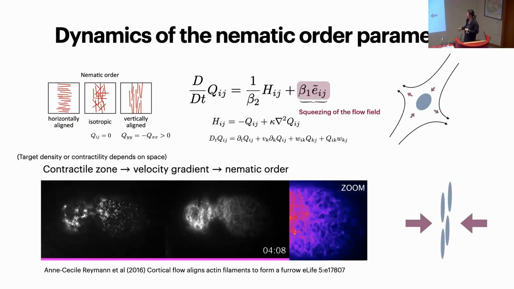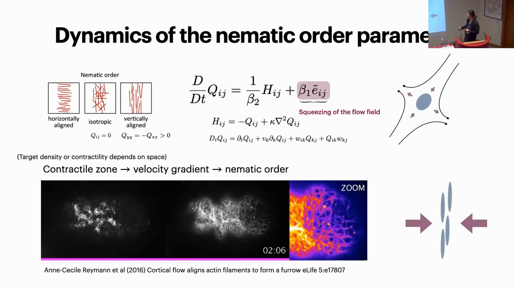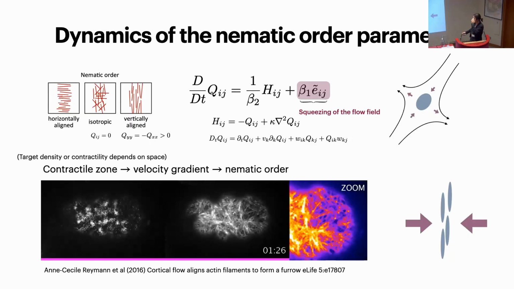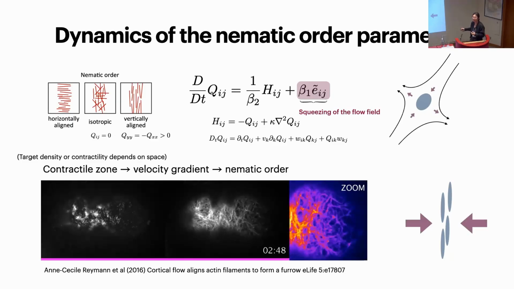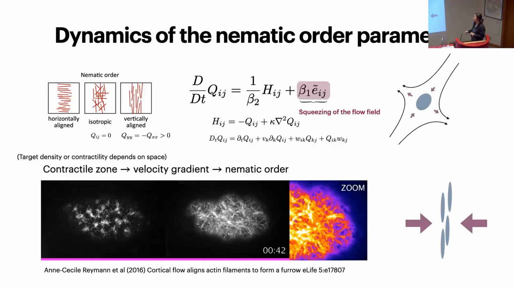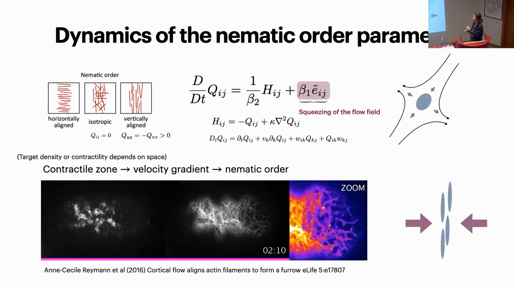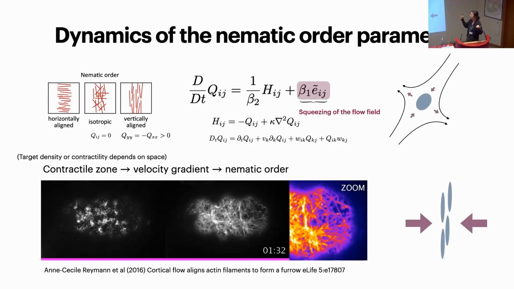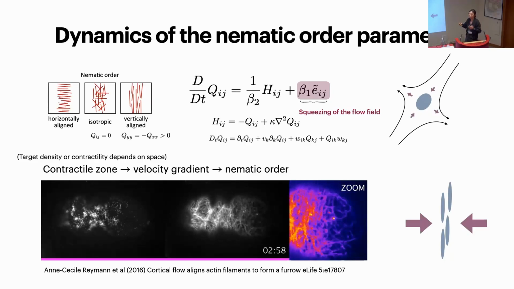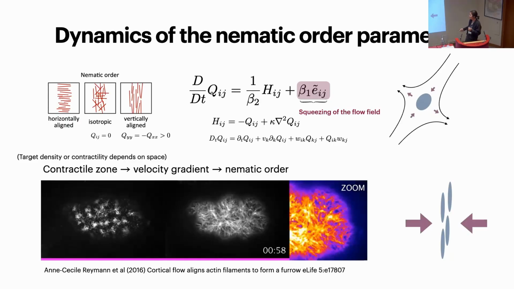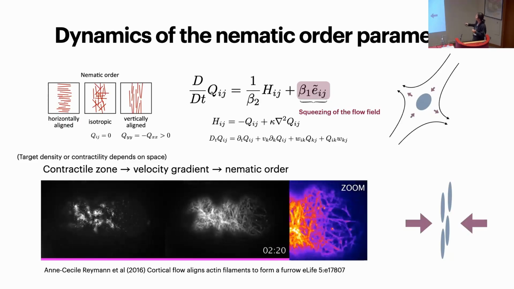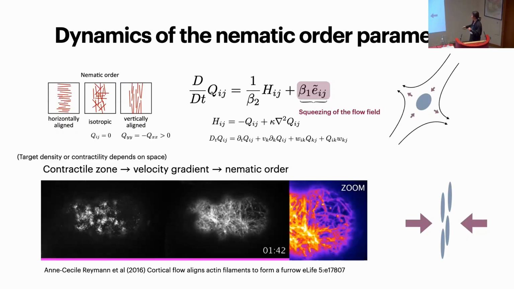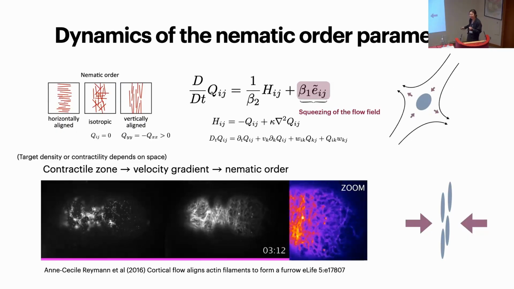to explain the cell division in C. elegans, I believe. So here, this is a paper in 2016 where they applied this theory I just described, that is entirely isotropic, to the nematic order field observed in the division of C. elegans. So what we have is a contractile zone in the middle, which pulls the actin fibers from both directions, which forms a velocity gradient. And then this velocity gradient, by this nematic and velocity coupling term, then squeezes the actin to be sort of aligned in this direction. Does that make sense?